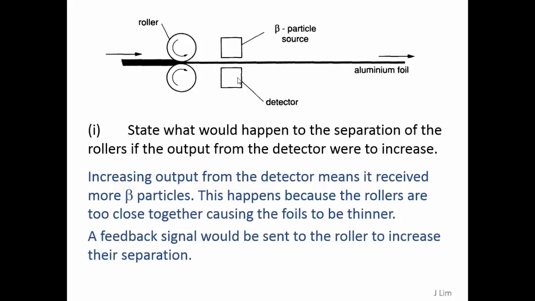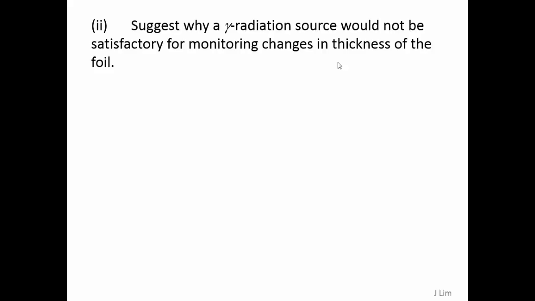Increasing output from the detector means it receives more beta particles. This happens because the rollers are too close together, causing the foils to be thinner. A feedback signal will be sent to the rollers to increase their separation so that the aluminum foil will become the same thickness as before.